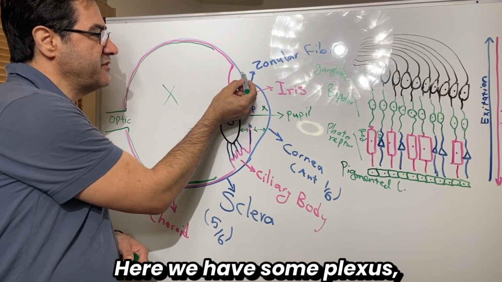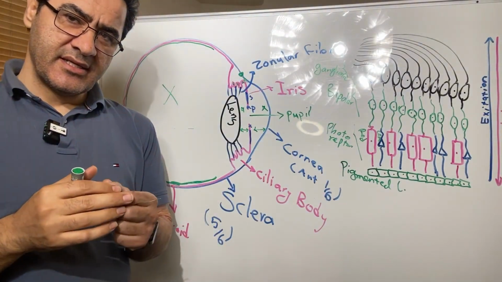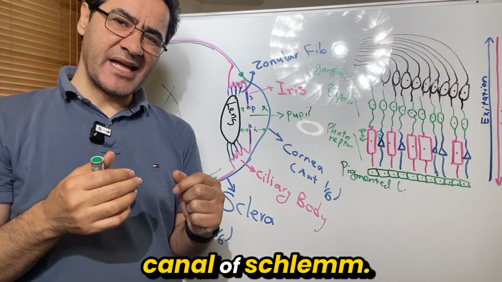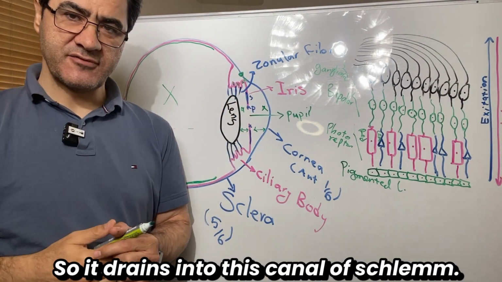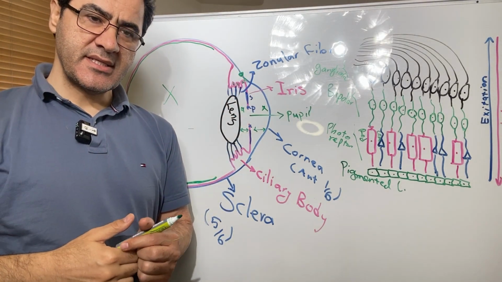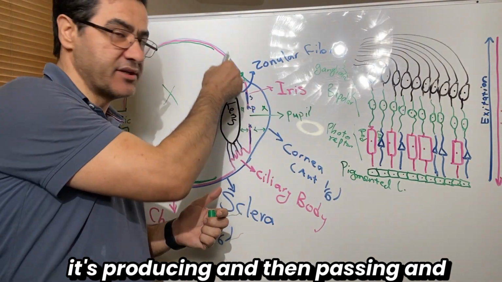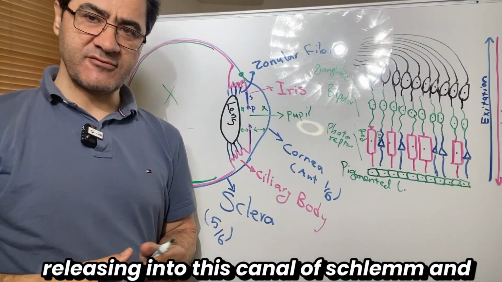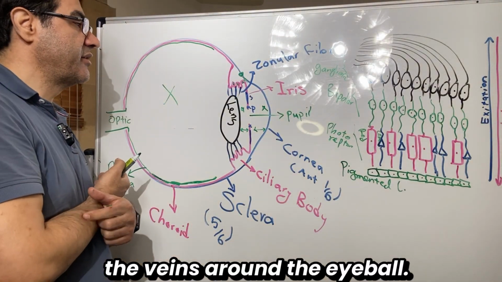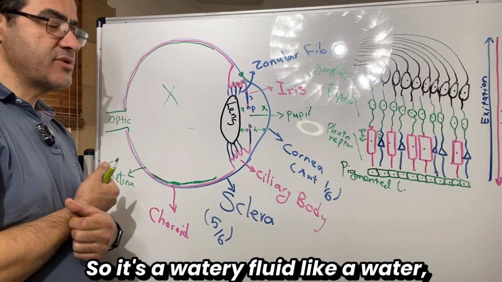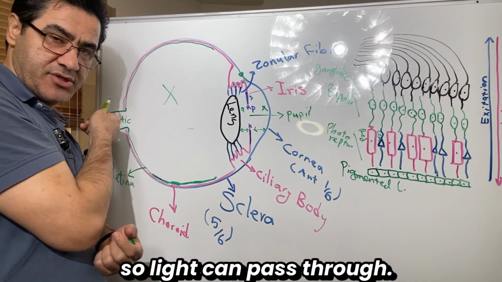What do we have here? Here we have some venous plexus. It's called the canal of Schlemm. So it drains into this canal of Schlemm. It's turning over, it's produced and then passes and releases into this canal of Schlemm and then back to the veins around the eyeball. So it's a watery fluid, like water, so light can pass through.